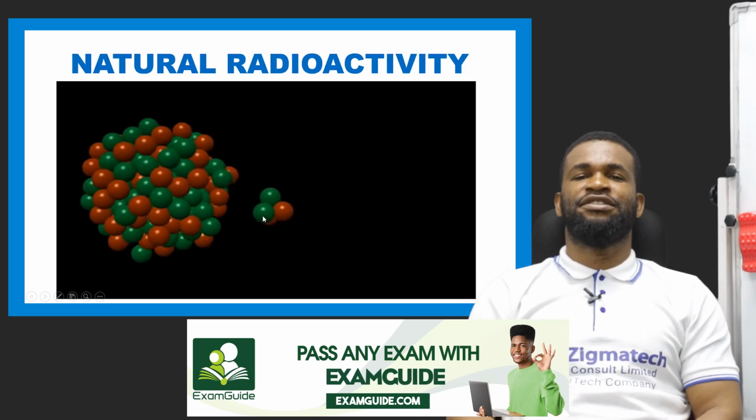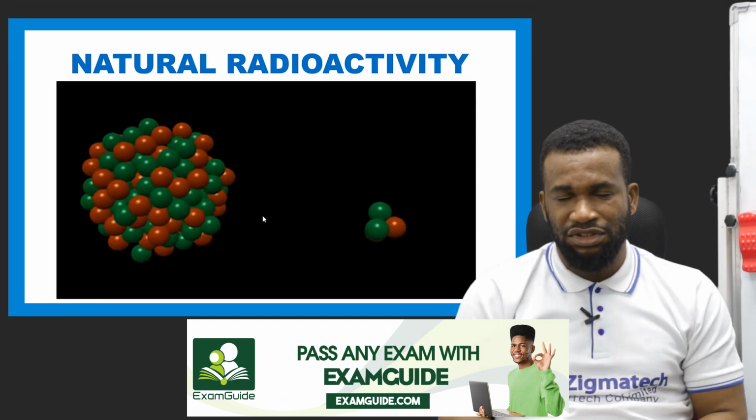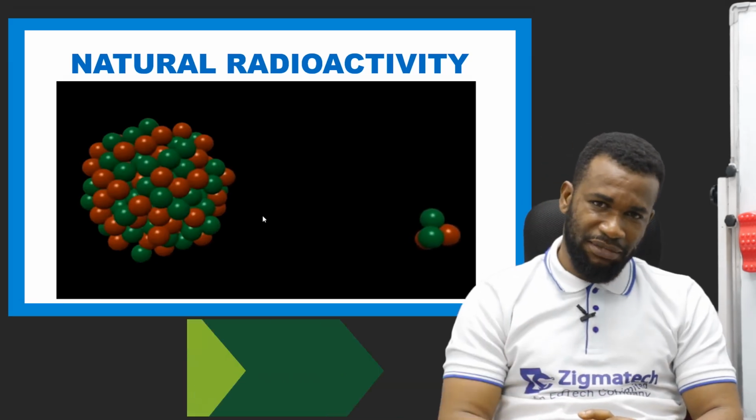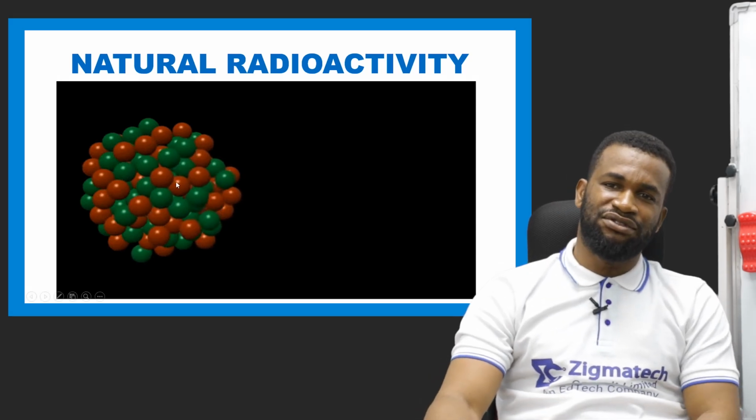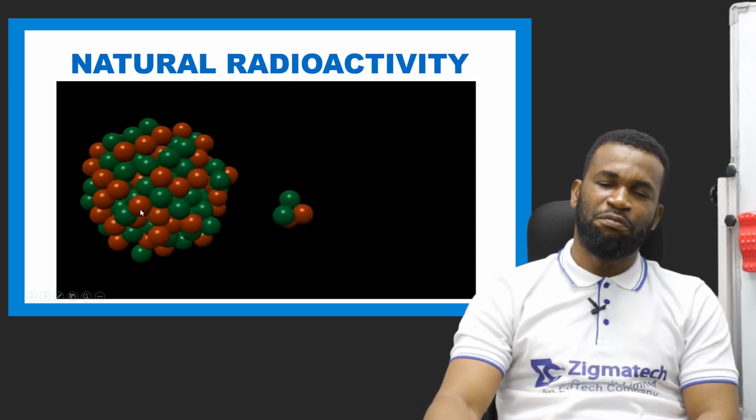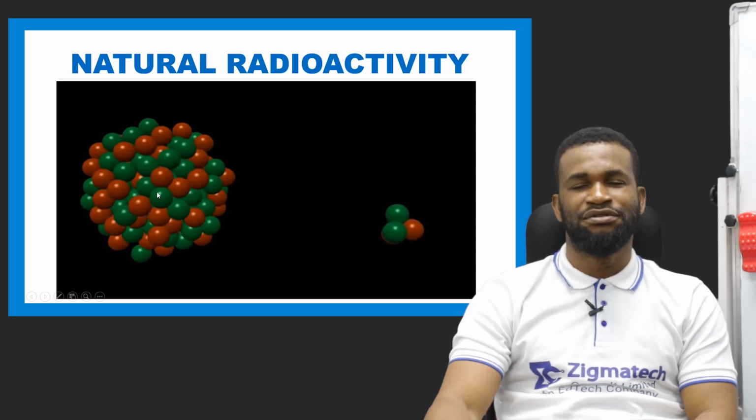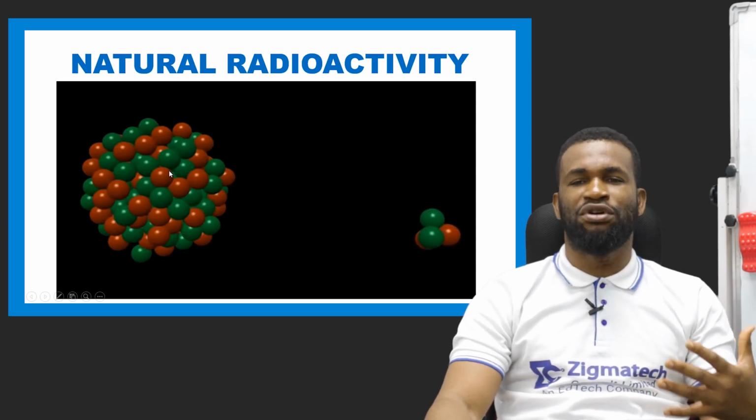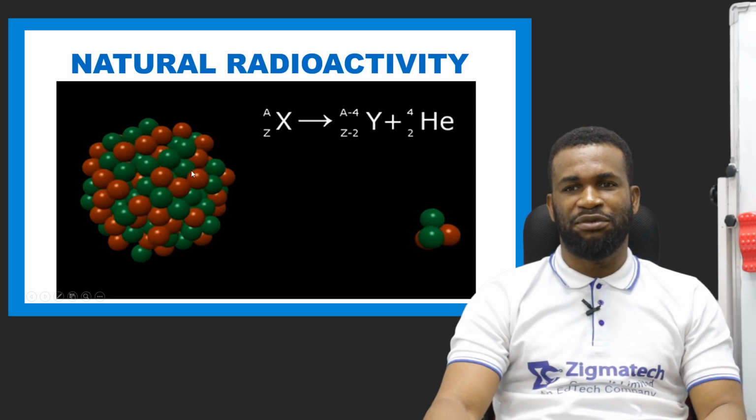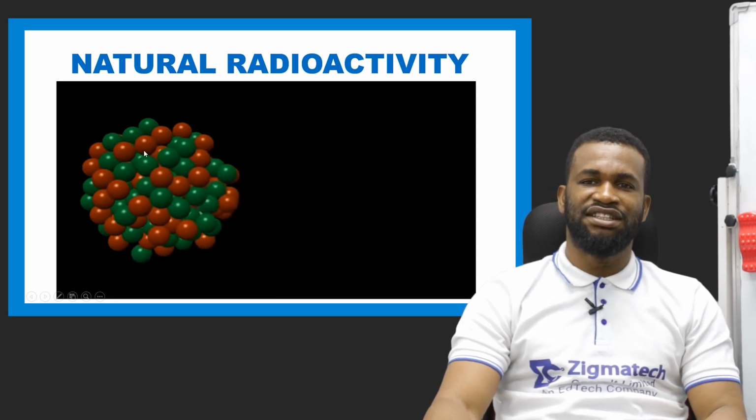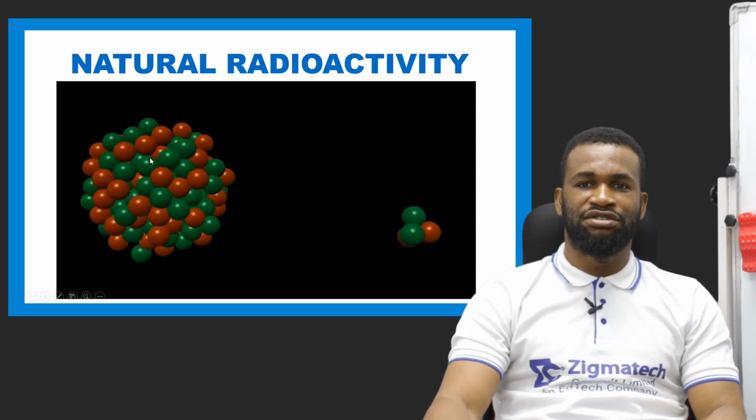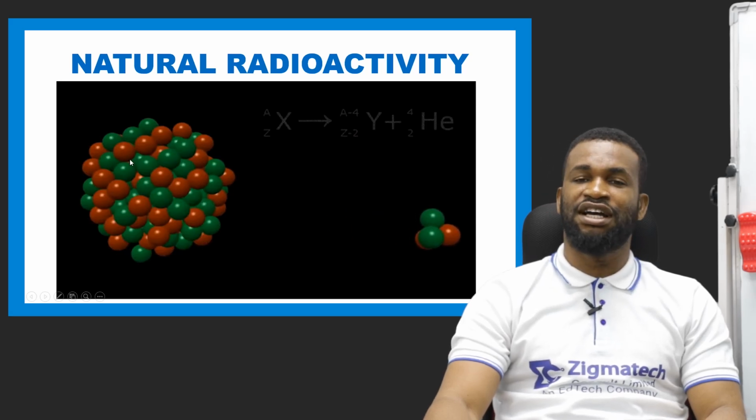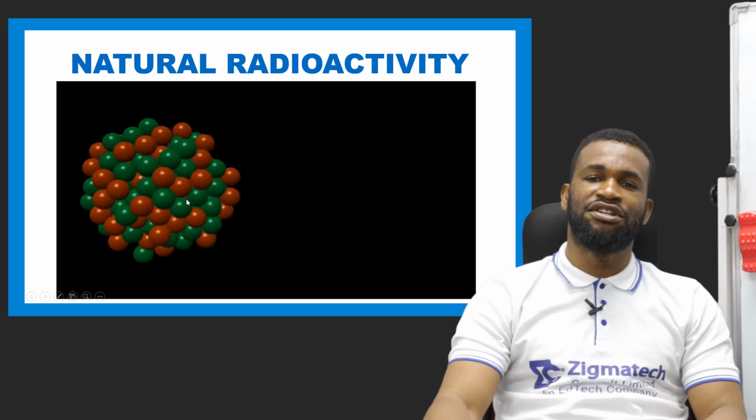Now, radioactivity on its own. This one is natural radioactivity. Can you imagine what is going on there? It's like everybody in this house, some people are not welcome anymore. Maybe because the room was too small to accommodate everybody inside here. Let's assume that this is the nucleus. Not assume, this is actually the nucleus. All these green and red spheres you are seeing there, they are the house, which is the nucleus.